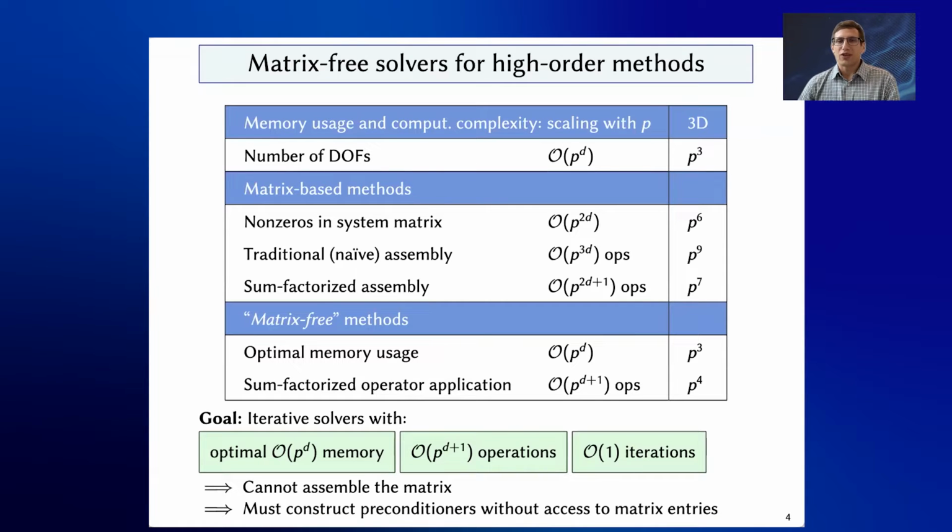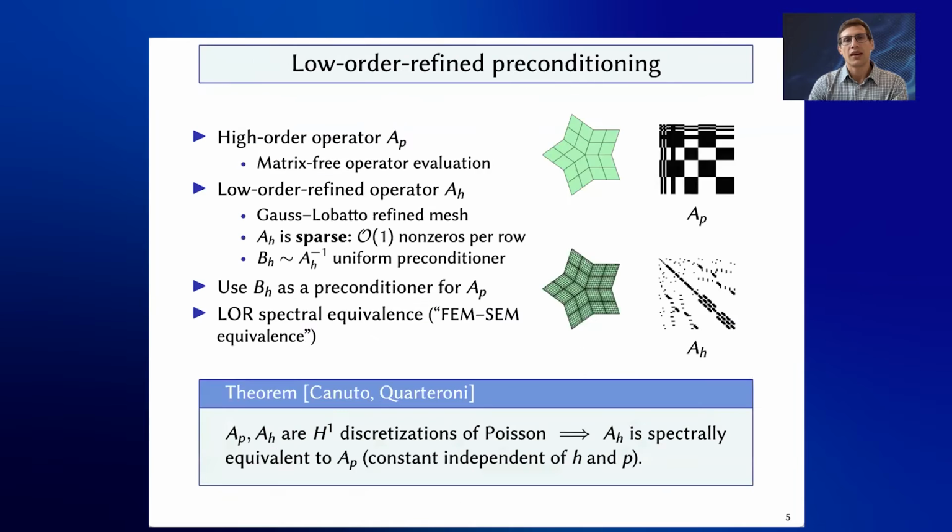The issue is it's difficult to construct preconditioners if you don't have access to the matrix entries. You can't take something off the shelf like AMG and just hand it a matrix if you don't have one available. There are a number of approaches that can be used to get around this limitation. For instance, you could do p-multigrid. But in this talk, I wanted to focus on low order refined preconditioning.